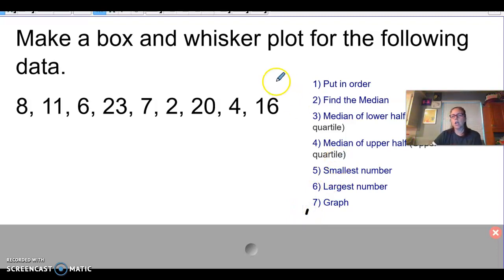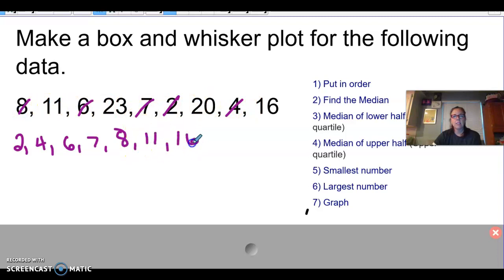Okay, so let's start. Number 1, it says put in order. That means you put the data points in order from least to greatest. Our smallest number is 2, and I would mark them out once you get them. Next is 4. Next is 6. Then 7. Then 8. Then 11, 16, 20, 23.